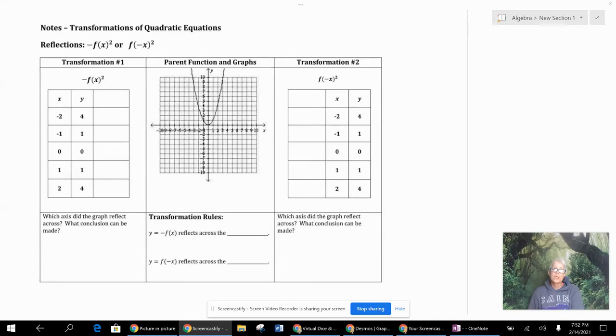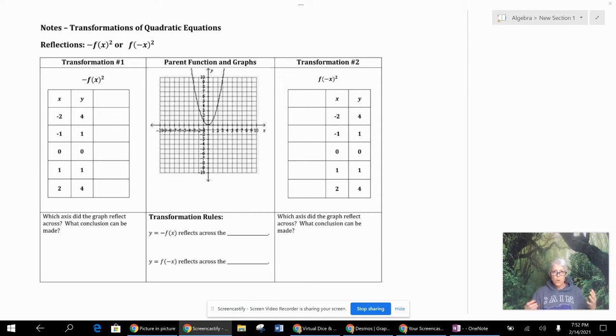Hey guys, today we're going to do transformations. We have quite a few of them, and hopefully if we have time, I'll be able to show you on Desmos what a lot of the things that we're doing here on paper, you'll be able to see how it works on Desmos. So let's go ahead and get started with our first transformation.